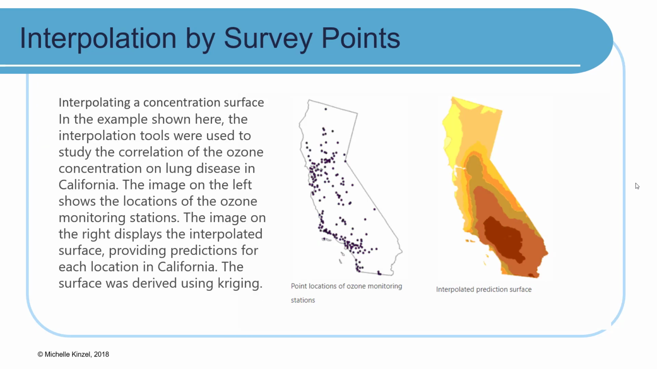Here's an example of ozone monitoring in the state of California. So each of those blue dots represents an area where the ozone concentration was measured in a study on lung disease in California. The image on the left shows the interpolated surface, and you can easily see the areas of high risk, and this is a technique that is known as kriging.